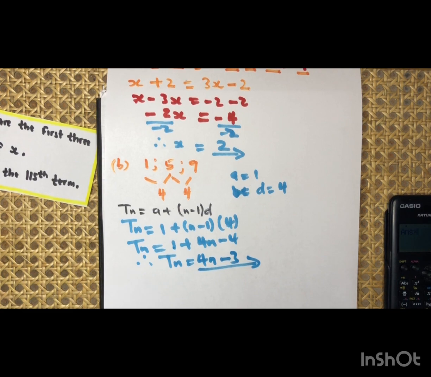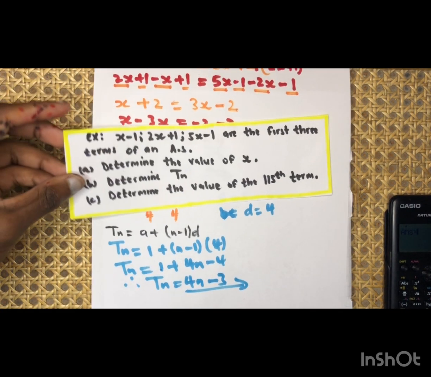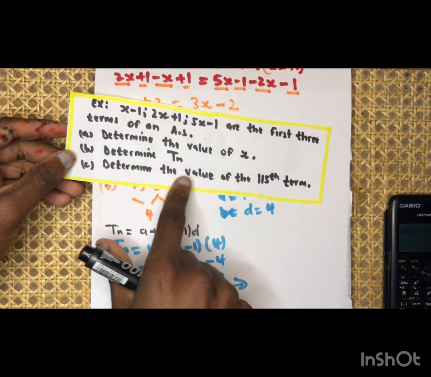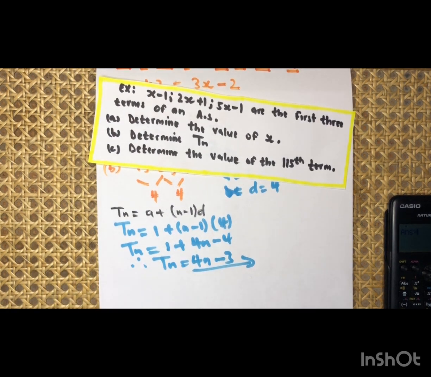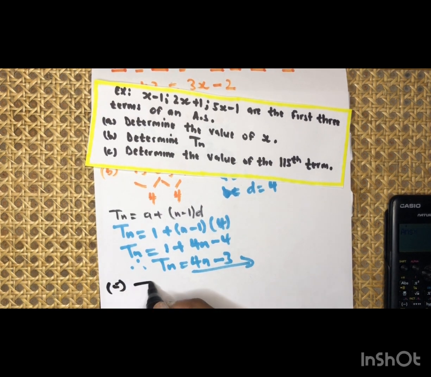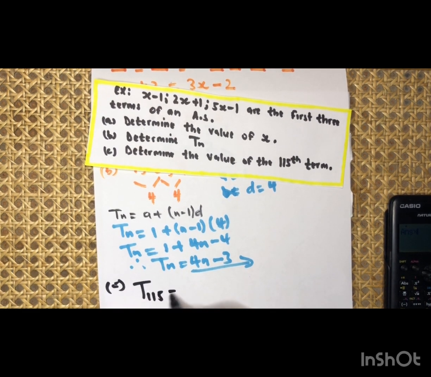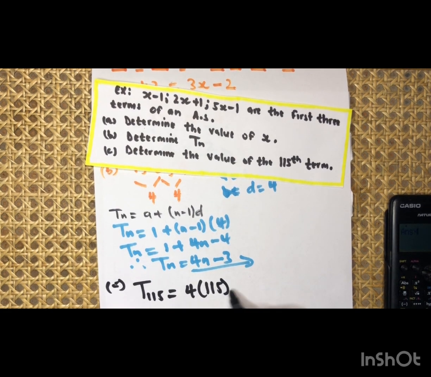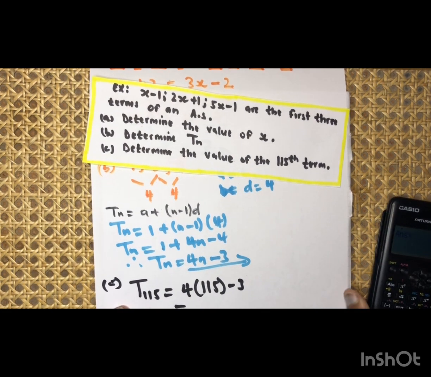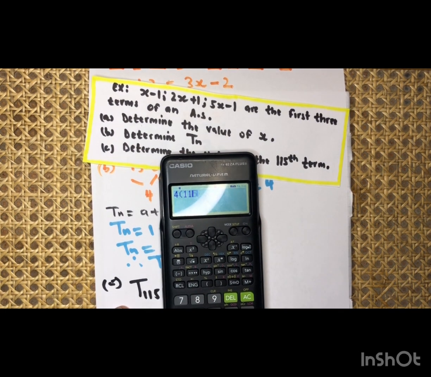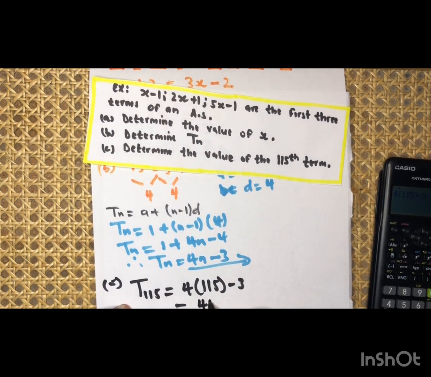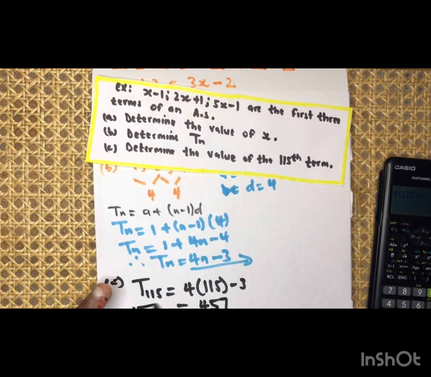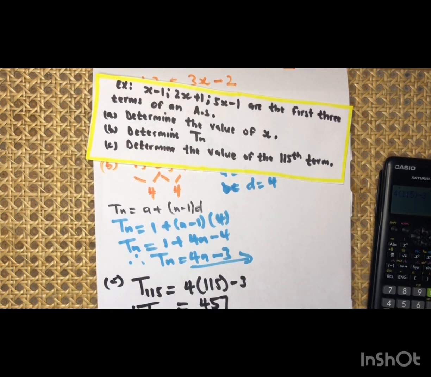So this is the last question for this video, guys. Then we're going to do the last one in the next video. Determine the value of the 115th term. It's easy now. We have the general formula, guys, isn't it? So for c, we just substitute. T115 is equal to 4 times 115 minus 3. So what do you get if you say 4 times 115 minus 3? You get 457. So that's your T115. Are we together?